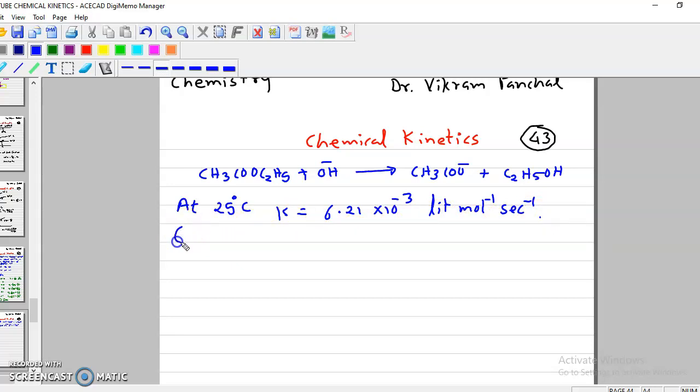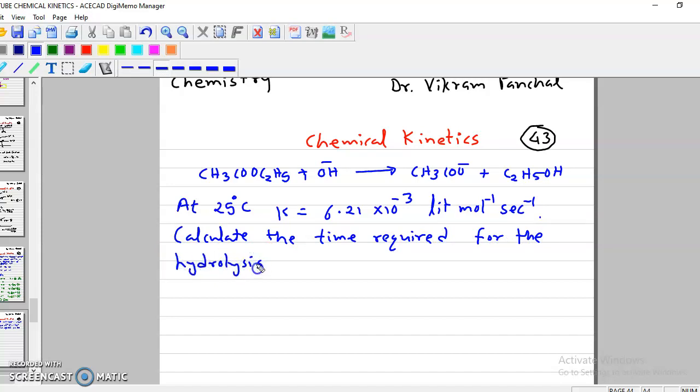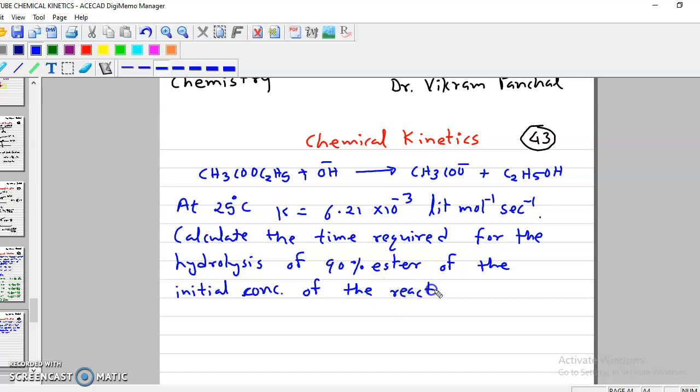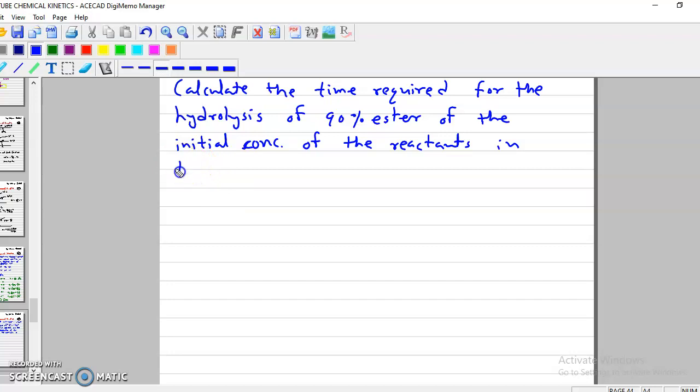Now calculate the time required for the hydrolysis of 90% ester of the initial concentration of the reactant in the following mixture.